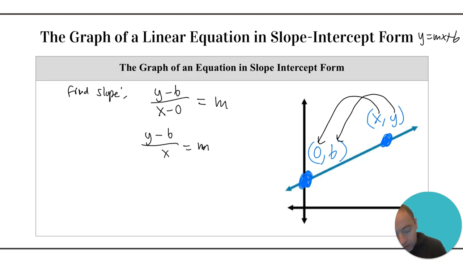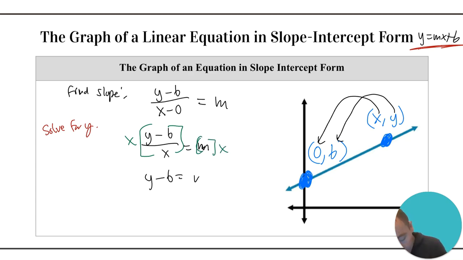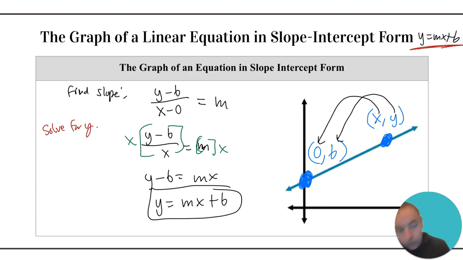Now what I'm going to do is try to solve for y and get y alone so that we get y equals mx plus b. So you would just need to multiply this side by x and then multiply this side by x. And then you'd have that y minus b is equal to m times x. And then you can add b to both sides so that y is going to be equal to mx plus b. Right. So that's ultimately where slope-intercept form is coming from.